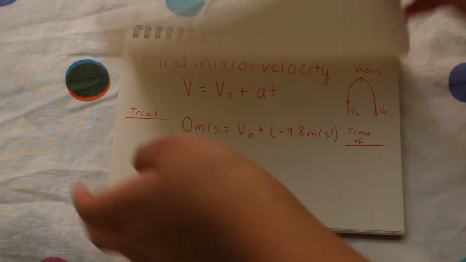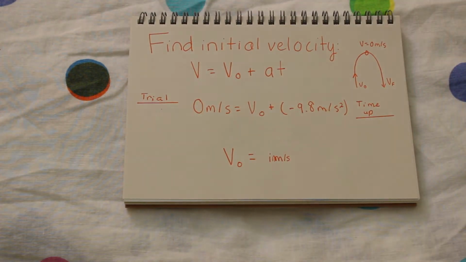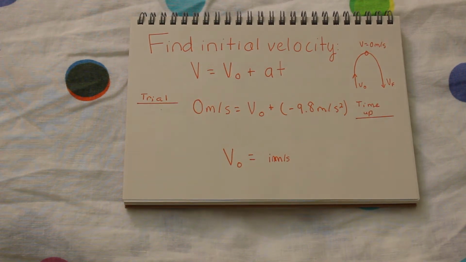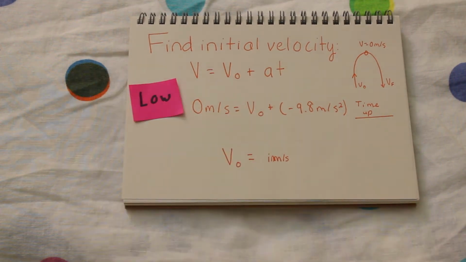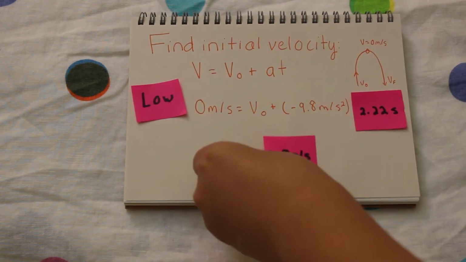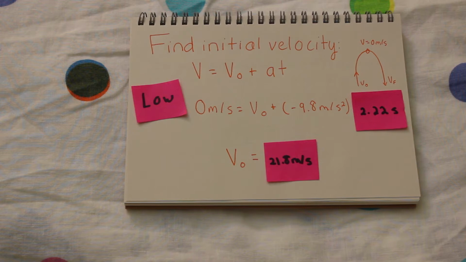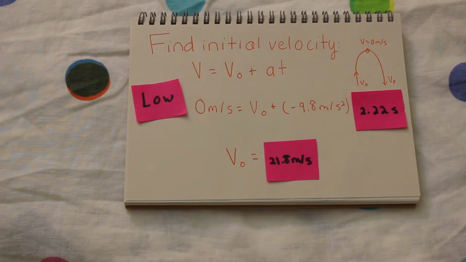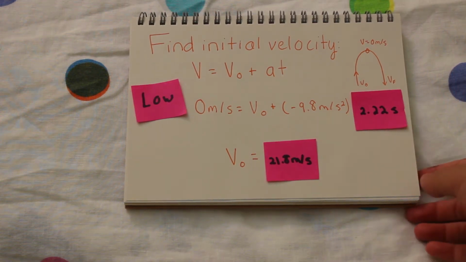Next, we're going to find the initial velocity. You do this by using the equation v = v0 + at. During its launch, the rocket follows a parabolic path. At the top of its path, at the apex, velocity equals 0 meters per second. So you plug in 0 meters per second for v, v0 is what you're trying to figure out, acceleration is negative 9.8 meters per second squared due to gravity, and you plug in your time.